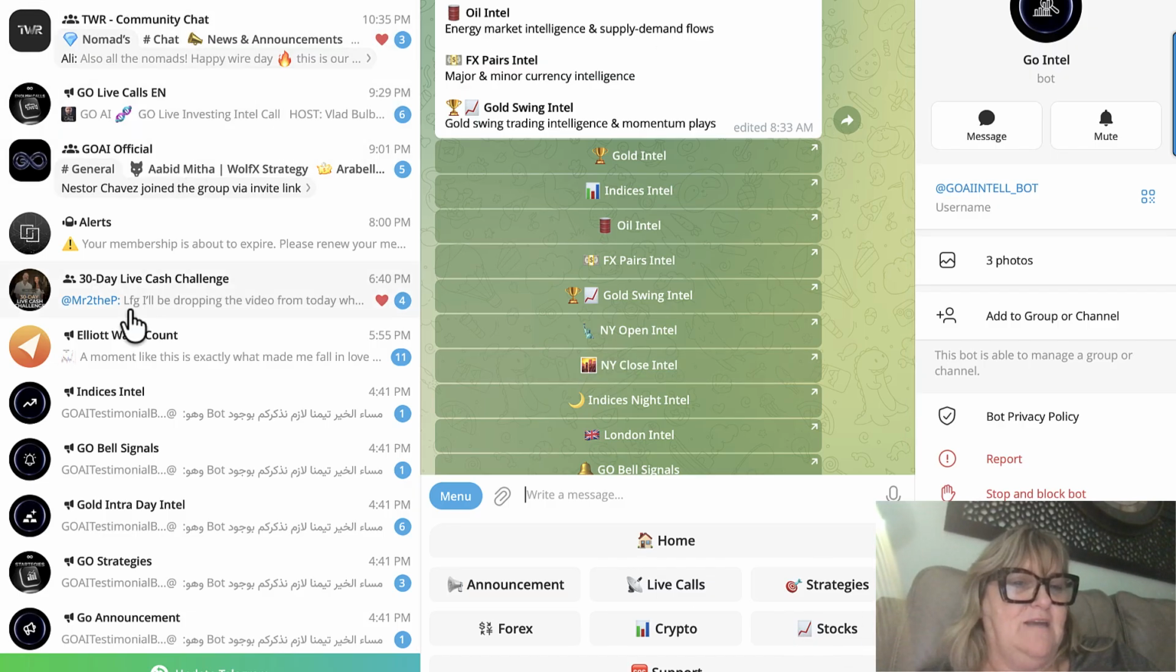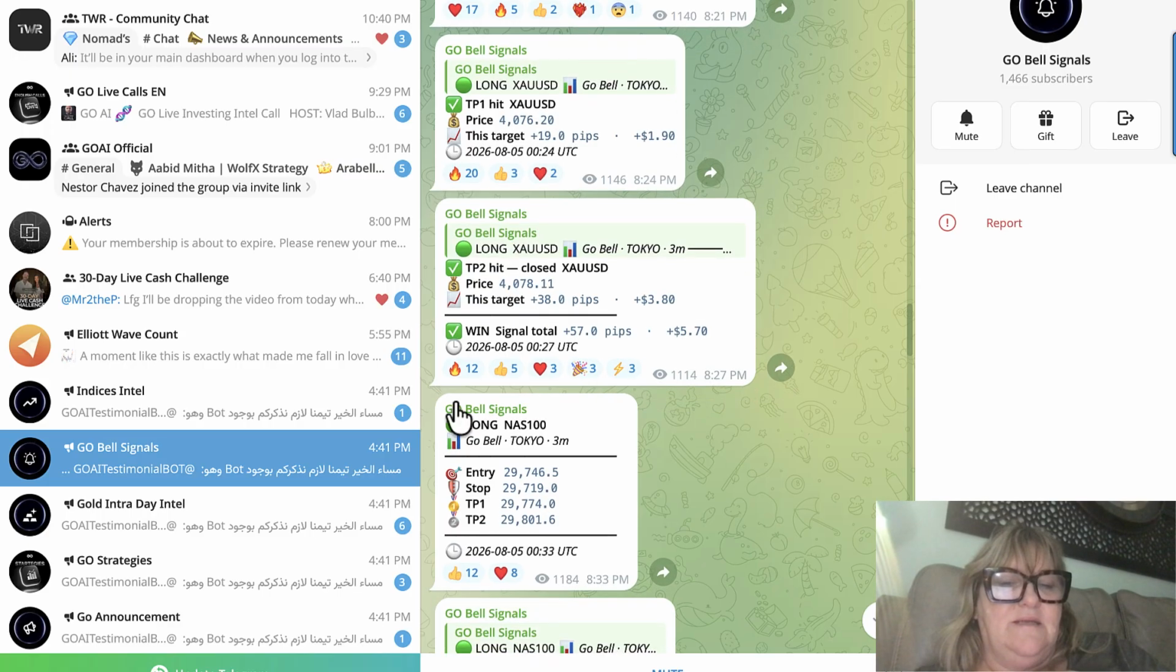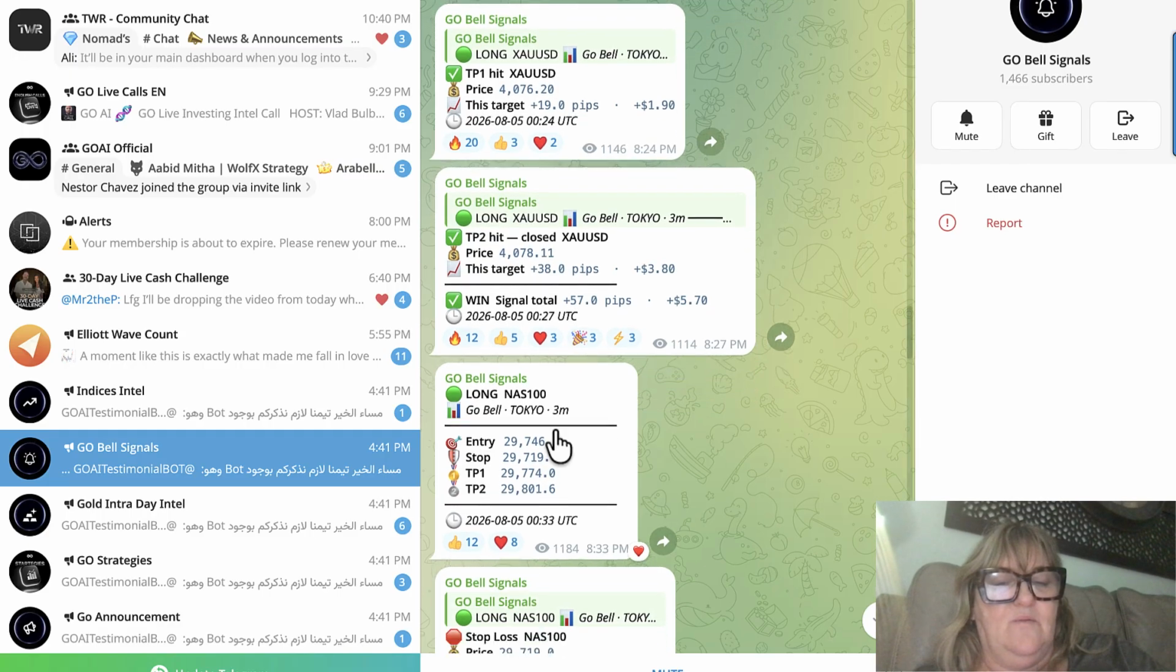There are different channels. Okay, this is really cool too. So this is Go Bell, and these are signals that are given before the market opens. The 3 major markets are the New York market, the Tokyo market, and the London market. And so this one, long, means to buy. So they said buy gold, and you can see that TP1 was hit, TP2 was hit, and then they did a long to buy NAS 100 or US 100.